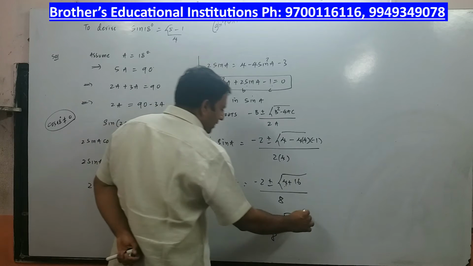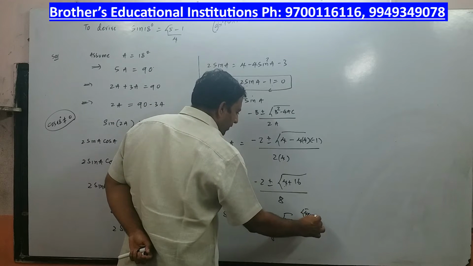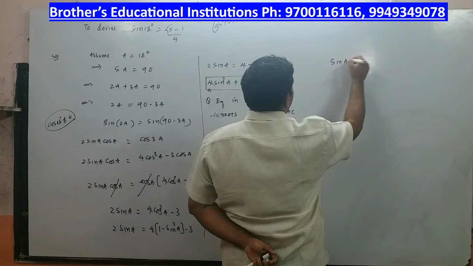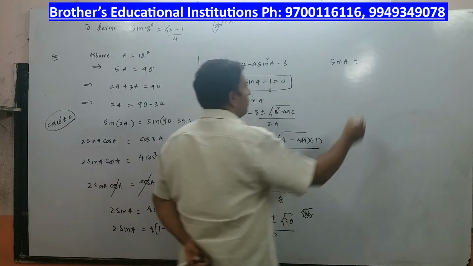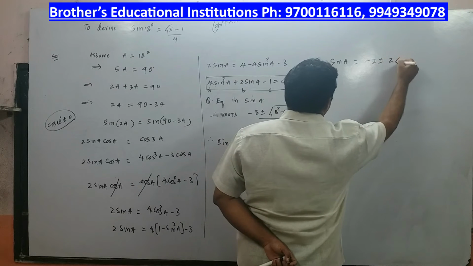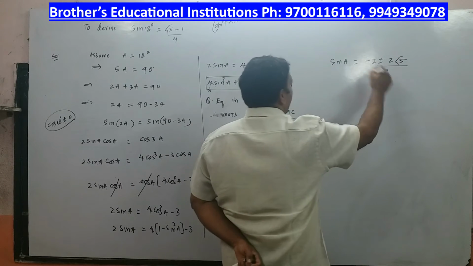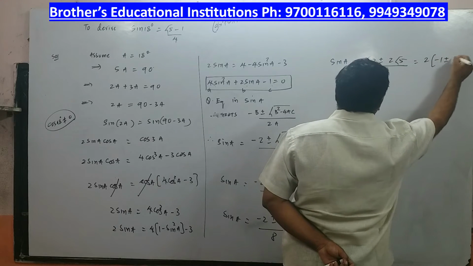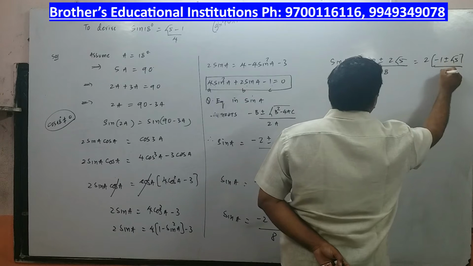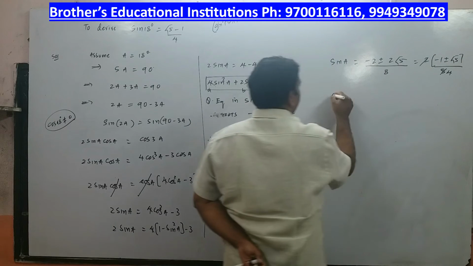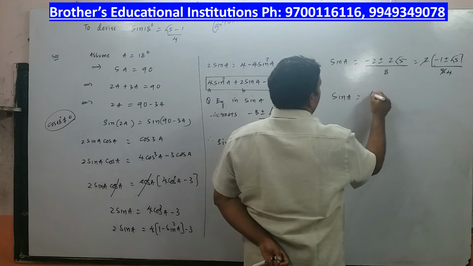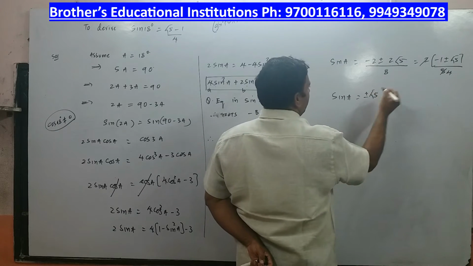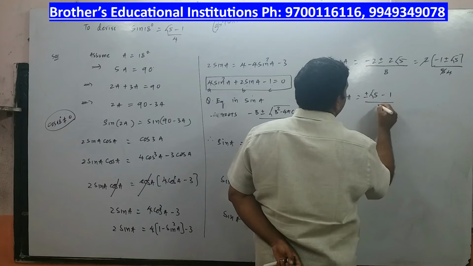Now 20 can be written as 4 5s are 20. And what is square root of 4? 2. So I will write sine A is equal to minus 2 plus or minus 2 root 5 by 8. Now I will try to take 2 common. When I take 2 common, it is minus 1 plus or minus root 5 by 8. 2 1s are, 2 4s are. So sine A is equal to root 5, right? This is plus or minus root 5 minus 1 by 4.